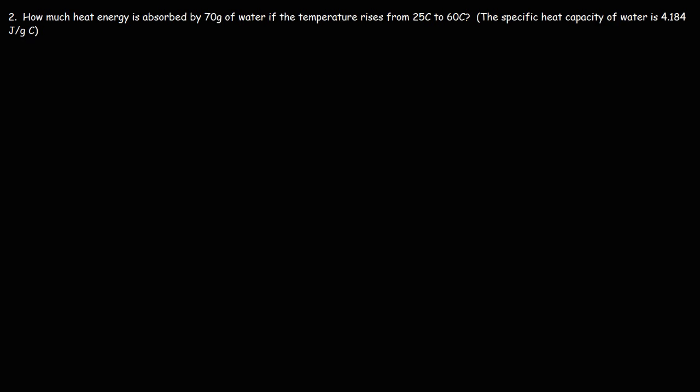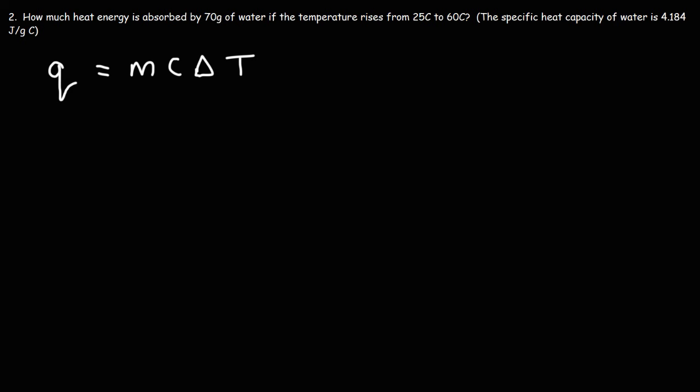Now let's move on to number 2. How much heat energy is absorbed by 70 grams of water if the temperature rises from 25 degrees Celsius to 60 degrees Celsius? Anytime we wish to calculate how much heat energy is absorbed by a material, it could be a metal, non-metal, a liquid, a solid, doesn't matter, if there's a temperature change associated with that object, we could use Q equals mc delta T.